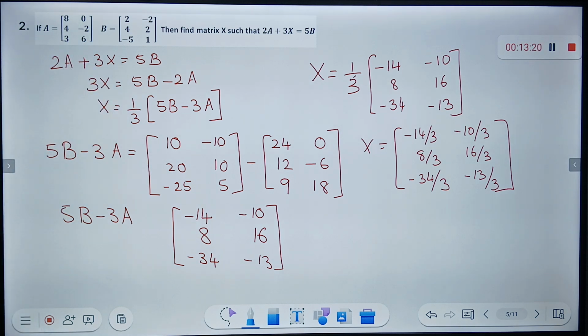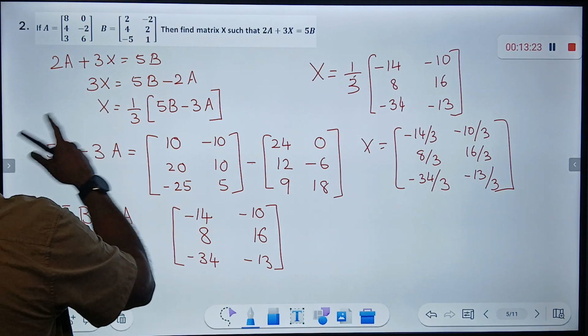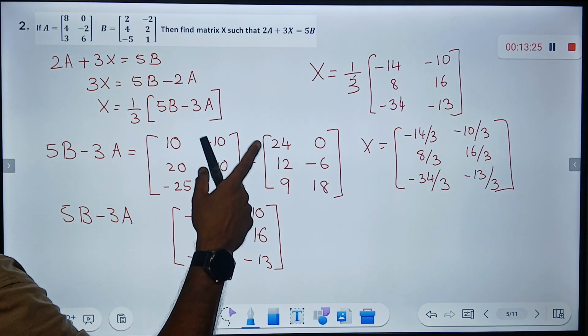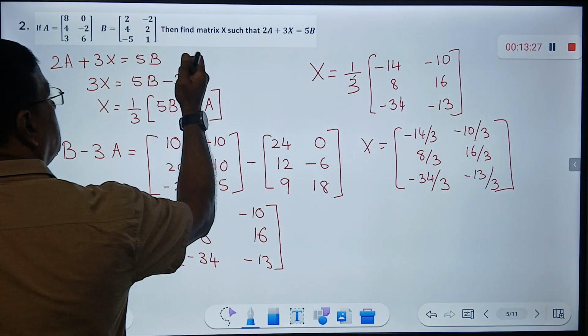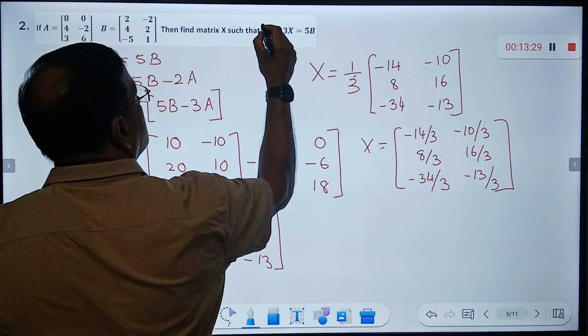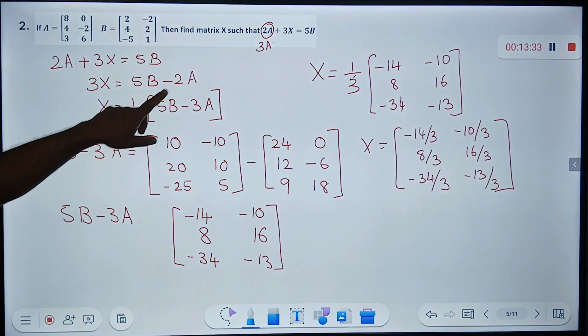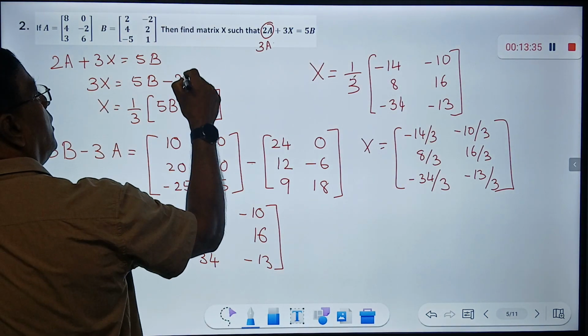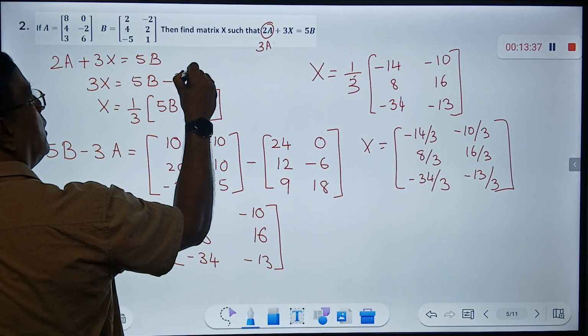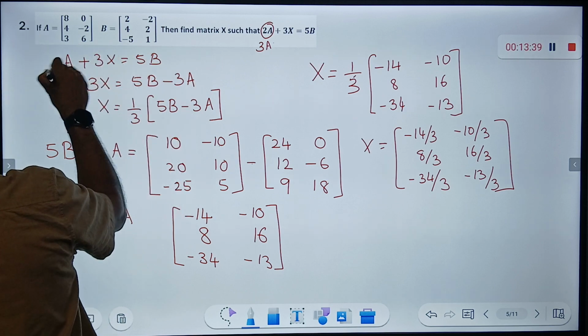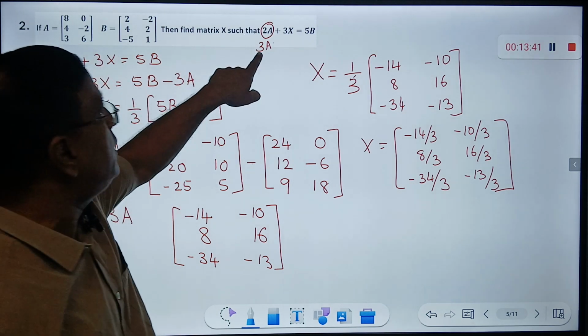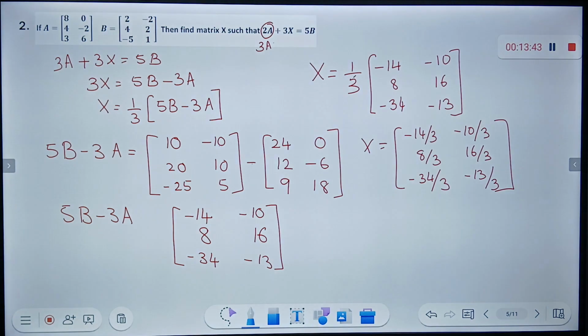Okay. I think when I wrote this, instead of 2a, I wrote 3a. So we'll change this to 3a. Okay, I think I made a mistake while copying. It's not a problem. Okay? You just write a 3a instead of 2a so that our solution remains the same.